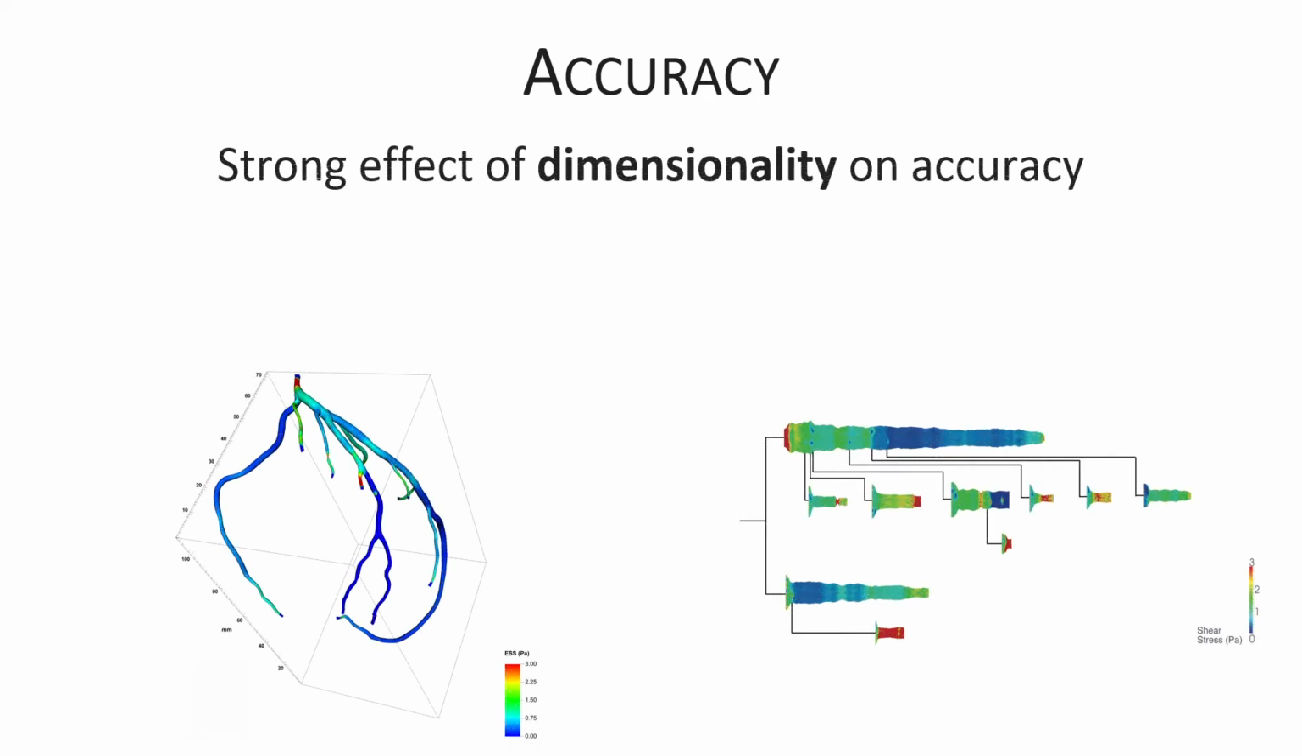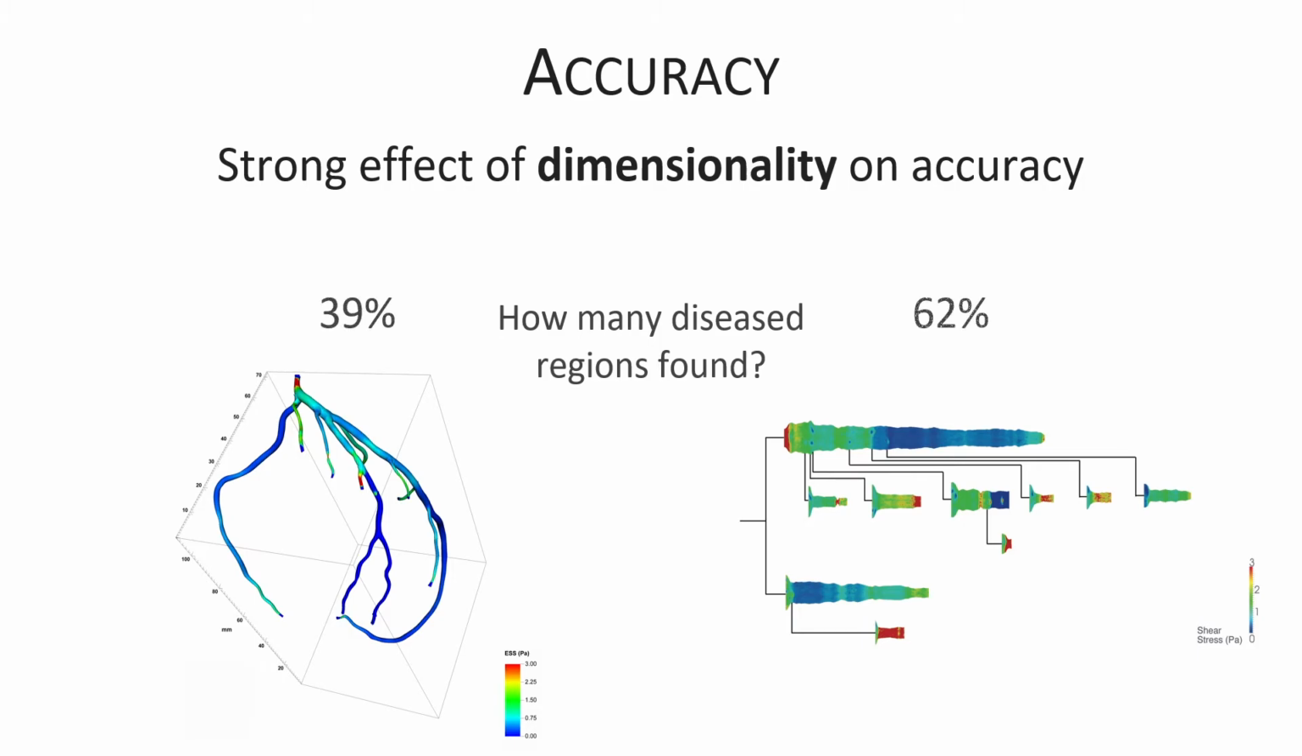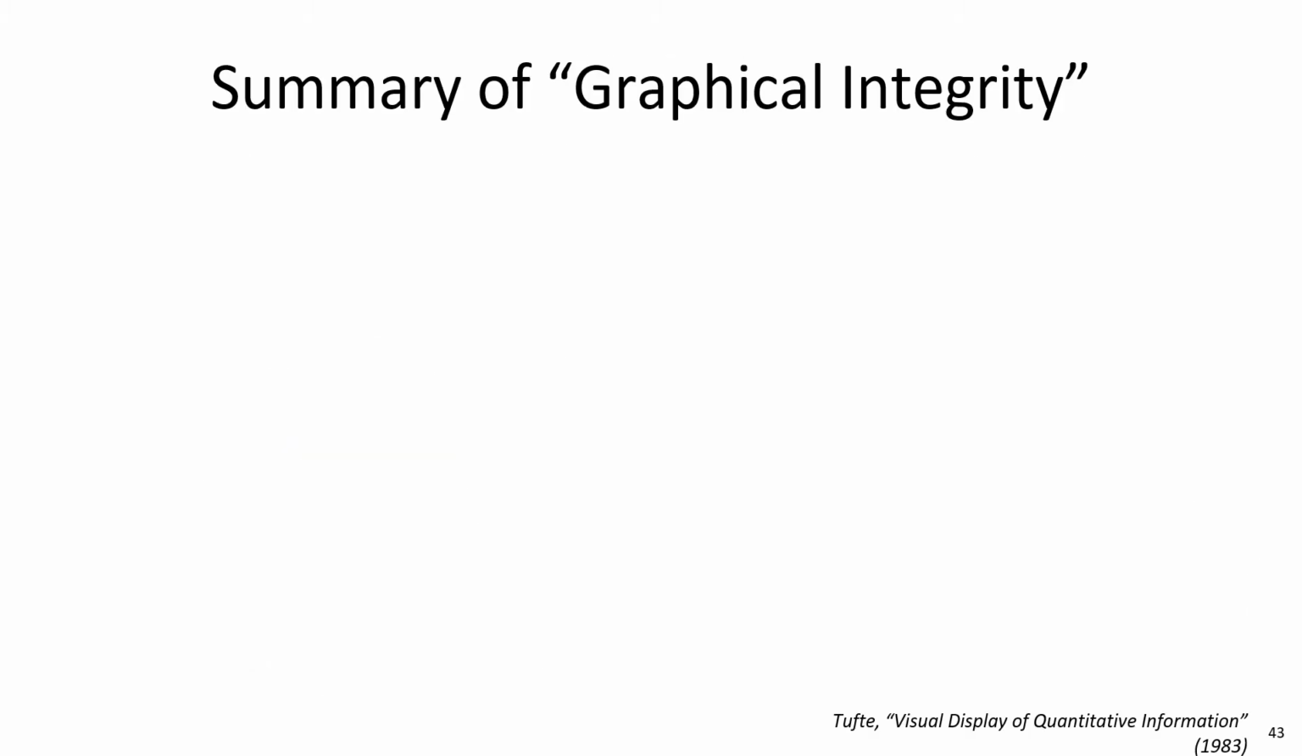Okay. In terms of accuracy, by the way, there's a strong effect of dimensionality on accuracy. How many disease regions were found: 39% in here and 62% in here. Now, I know you may not care that much, but I don't want to die because a person was looking at a 3D chart of my arteries. I'd rather them find the disease regions in my arteries. So maybe people's lives are at stake based off of how the data is being represented. That might be a good reason to not use 3D.